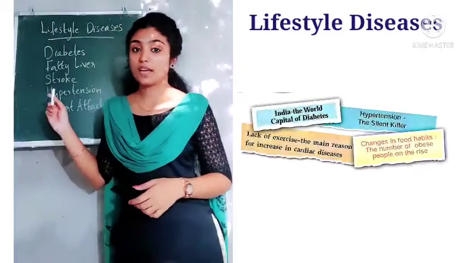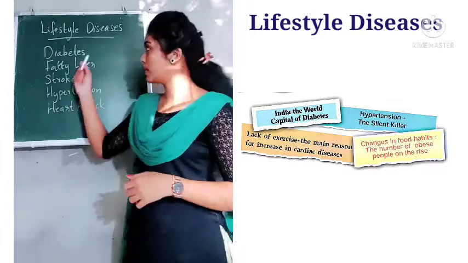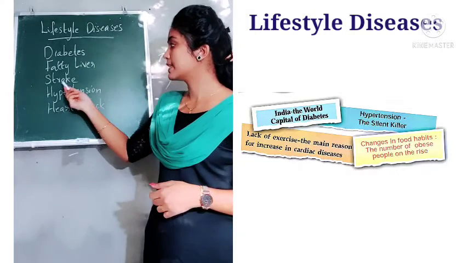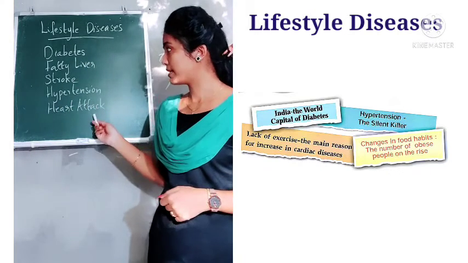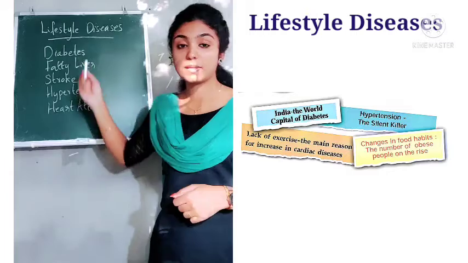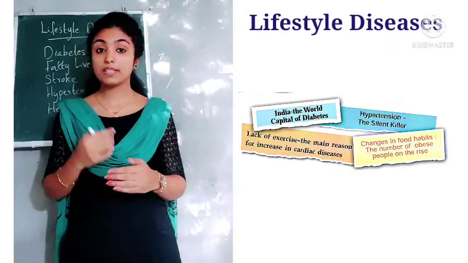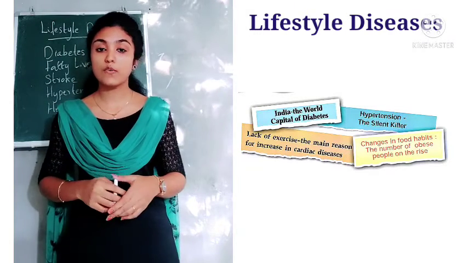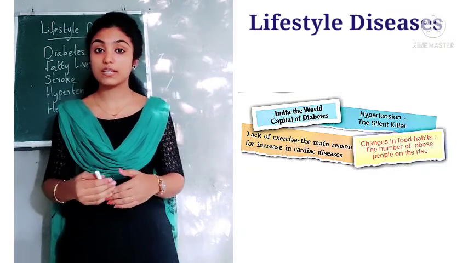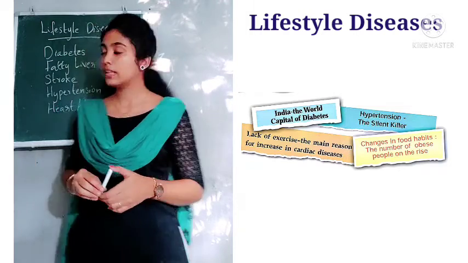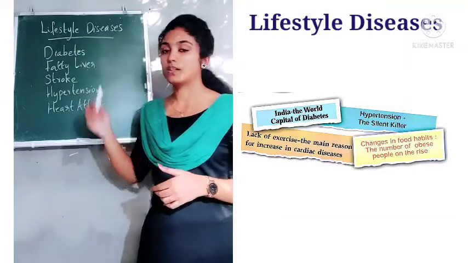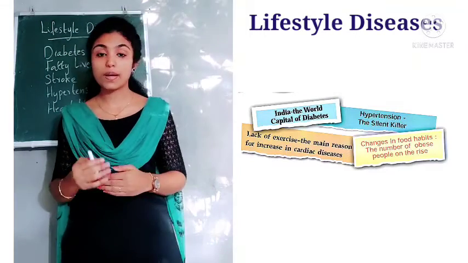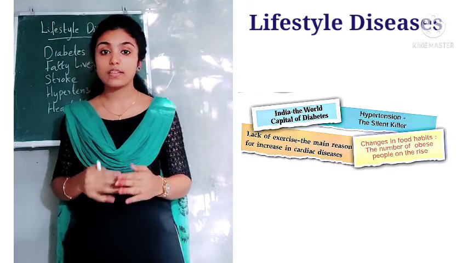Here are some lifestyle diseases, which include diabetes, fatty liver, stroke, hypertension, and heart attack. What is diabetes? We know that diabetes is caused by the deficiency of insulin, or the deficiency in the production of insulin. Then the next one is fatty liver. Fatty liver is caused by the deposition of fat in the liver.